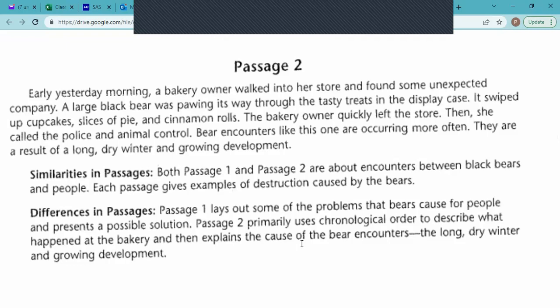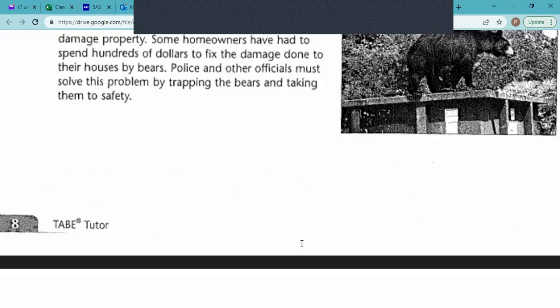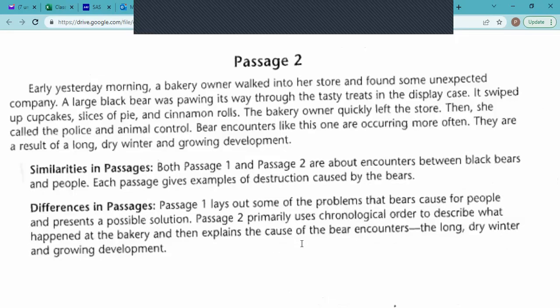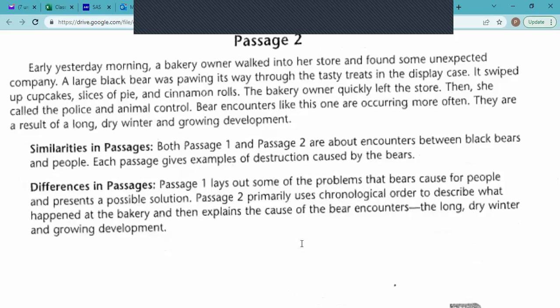Passage 1 lays out some of the problems that bears caused for people and presents a possible solution. So in the first passage, police and other officials are going to solve the problem by trapping the bears and then taking them to safety. In passage number 2, the lady or the gentleman called the police and animal control so they could go ahead and deal with any problem bears.